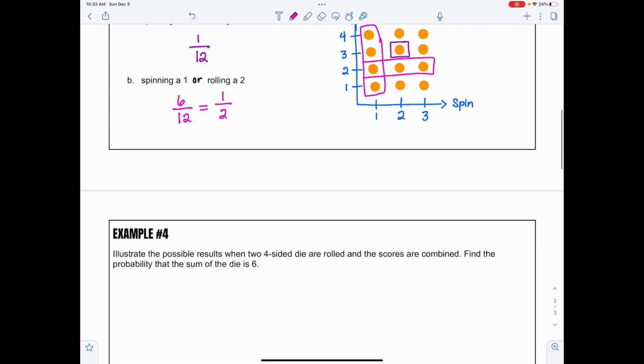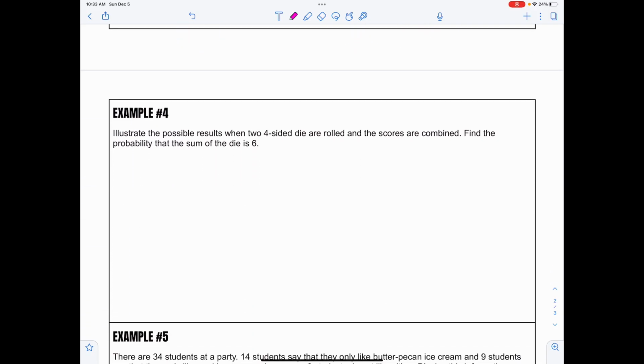All right. Let's look at example 4. It says, illustrate the possible results when 2 4-sided die are rolled and the scores are combined. Find the probability that the sum of the die is going to be 6. So here, if I write me a grid to help me visualize things, I'm rolling two four-sided die. So I can either roll a 1, 2, 3, or 4. Same thing for the other die. So I'm gonna have here that this is gonna be die 1. This is gonna be die 2.